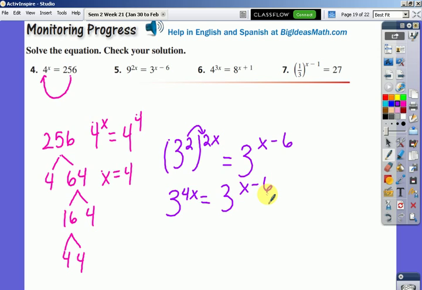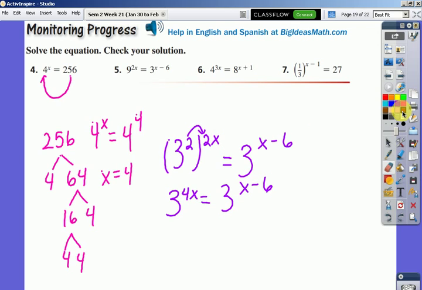Now some of you wanted to distribute that 2 to the first 2 and get 4, and then add another 2 to an x. Don't do that. The only time that you distribute it to more than one term is if you have a plus or a minus, right? But we don't have a plus or minus here.